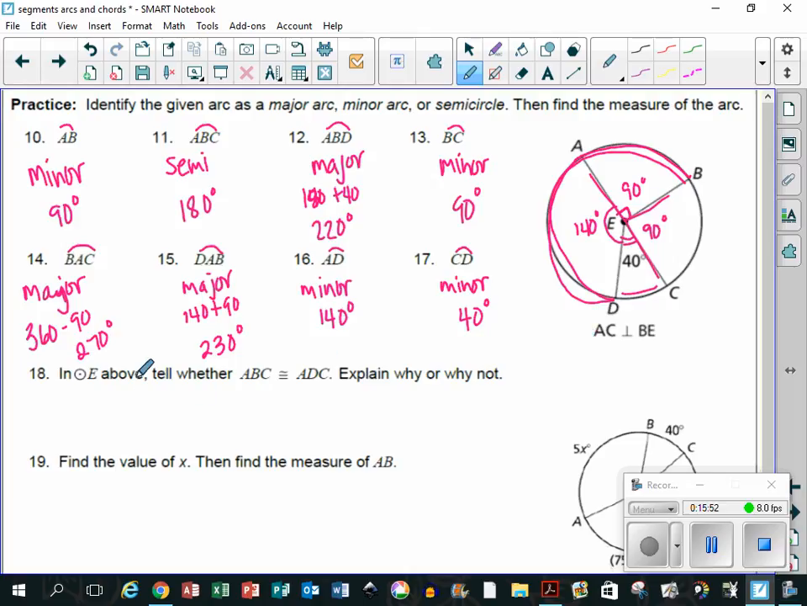All right, it says in circle E above, tell whether, let's see, did it lose its arcs also? It says tell whether this arc is congruent to this arc, explain why or why not. ABC is this arc, and ADC is this arc. Yes, they are, because AC is the diameter.